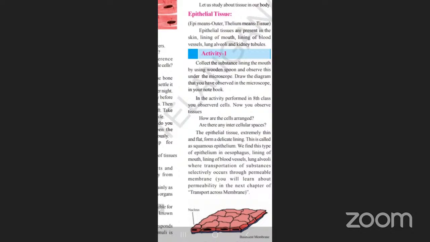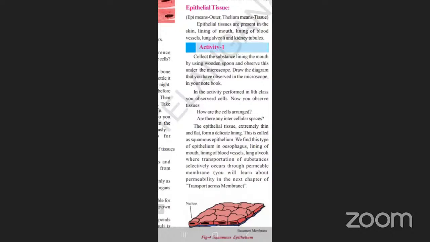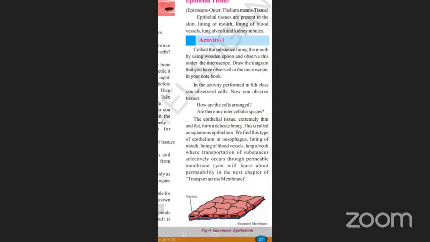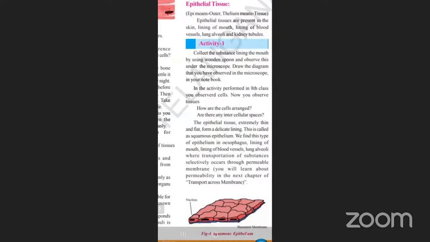Here, first of all, we have to collect the substance lining the mouth. Collect it by using a wooden spoon and observe it under the microscope. How to collect the lining of the mouth with a wooden spoon is very important. And here precautions have great importance in the activity. They may not directly say this is a precaution, but we have to think about it and follow it.